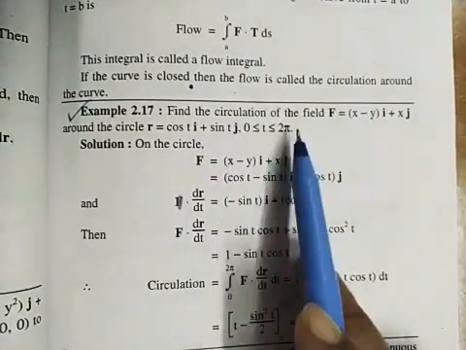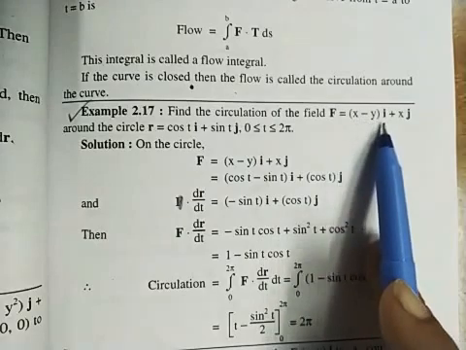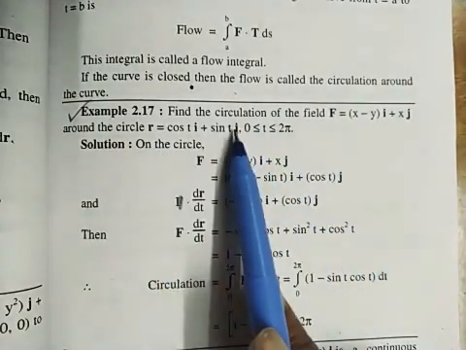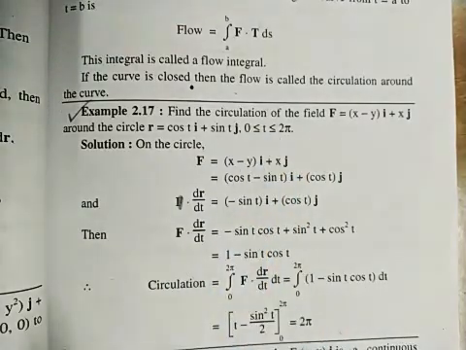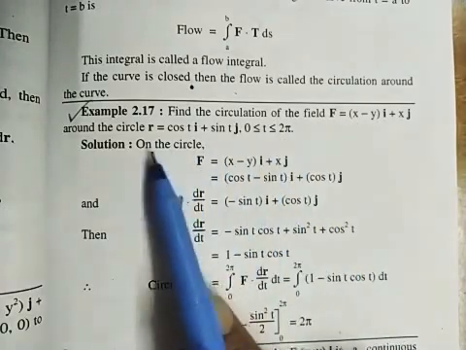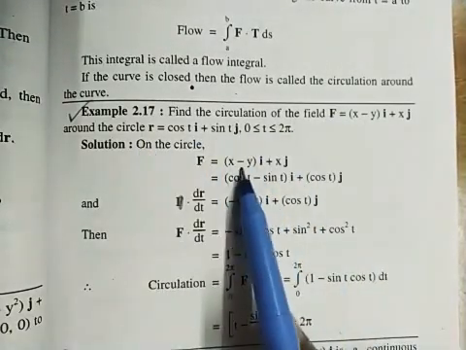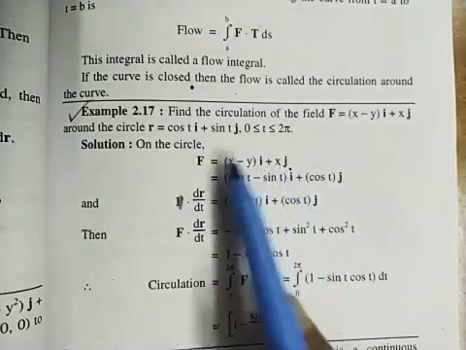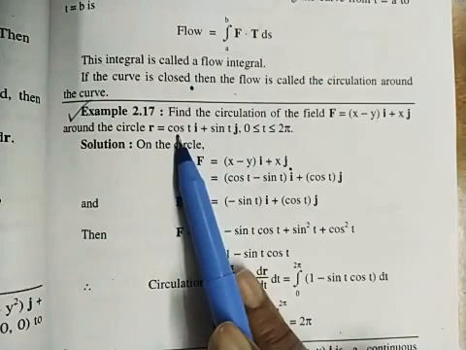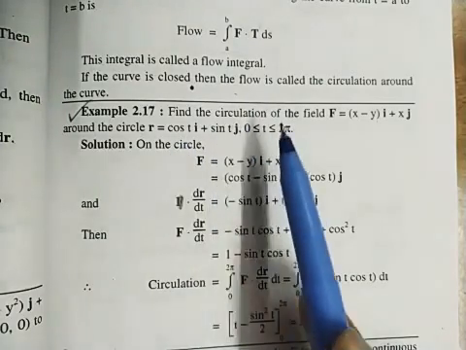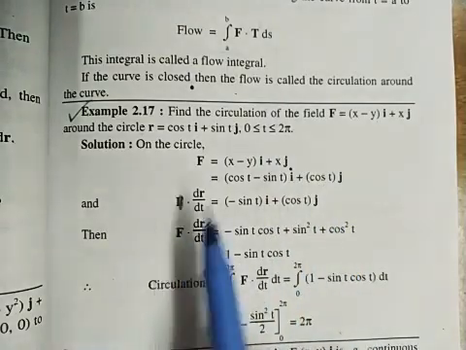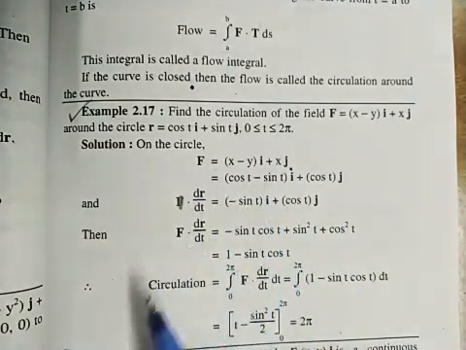Find the circulation of the field F = (x − y)i + xj around the circle r = cos t i + sin t j, t between 0 and 2 pi. Now on the circle, what is F? On this circle, F is (x − y)i + xj. And what are x and y for the circle? x is cos t and y is sin t, so we replace x by cos t and y by sin t. From this we get F.